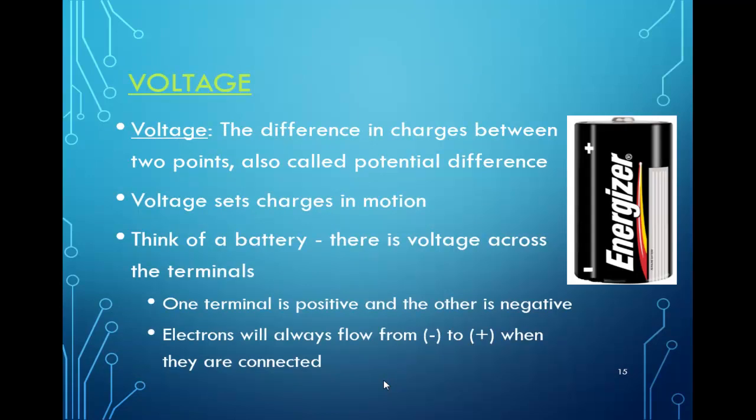Voltage is the difference in charge between 2 points, the so-called potential difference. Think of the battery. There is a voltage across the terminals. One terminal is positive and the other is negative. Terminal means one side. Electrons will always flow from negative to positive when they are connected. So all the time the electric current passes from the negative terminal to the positive terminal.